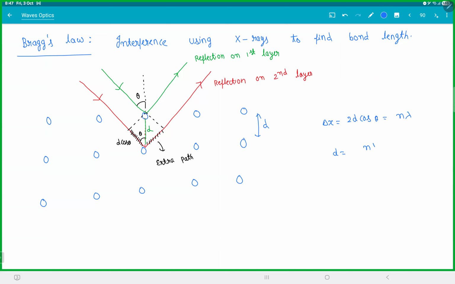d is equal to n lambda by 2 cos theta. For n is equal to 1, if you take first maxima, you get the bond distance will be lambda by 2 cos theta. Lambda is the wavelength of the X-ray and theta is the angle at which you are incident. You know everything. This is your Bragg's law. This can be asked in interference. This can also be asked in X-rays, which comes in modern physics.